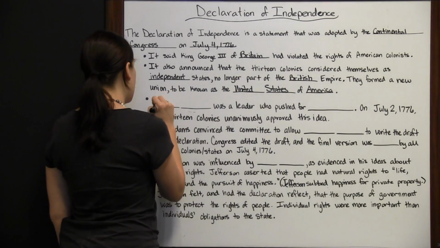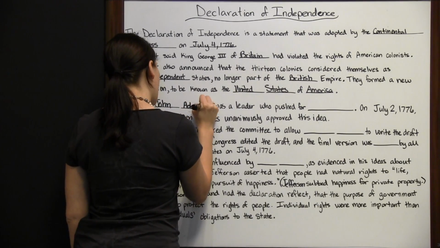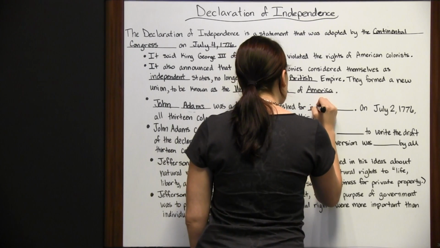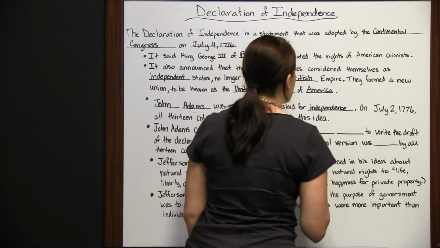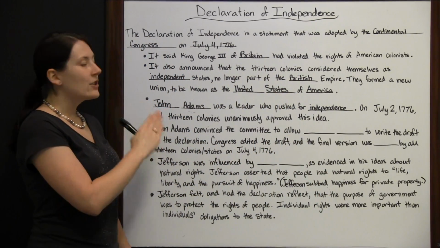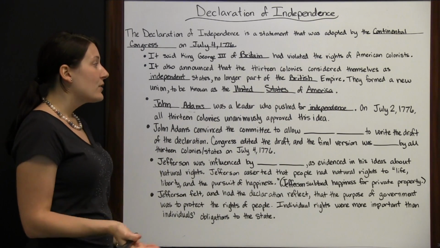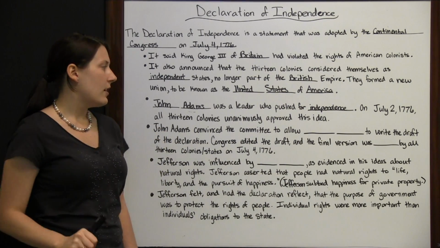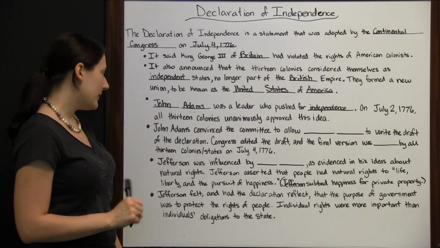John Adams was a leader at the Continental Congress, and he pushed for independence. So at first, not everyone was for independence. They thought that was a little radical. They thought maybe they could still make things work with Britain. But after a year of fighting, John Adams was still pushing independence, and it was sounding better to everyone. So on July 2nd, 1776, all 13 colonies unanimously approved this idea to declare themselves independent from Britain.